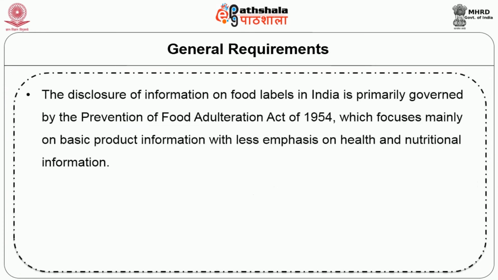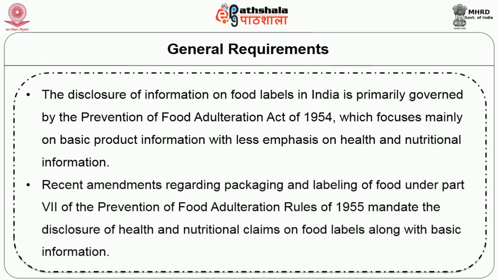The disclosure of information on food labels in India is primarily governed by the Prevention of Food Adulteration Act of 1954, which focuses mainly on basic product information with less emphasis on health and nutritional information. Recent amendments regarding packaging and labeling of food under Part 7 of the Prevention of Food Adulteration Rules of 1955 mandate the disclosure of health and nutritional claims on food labels along with basic information.